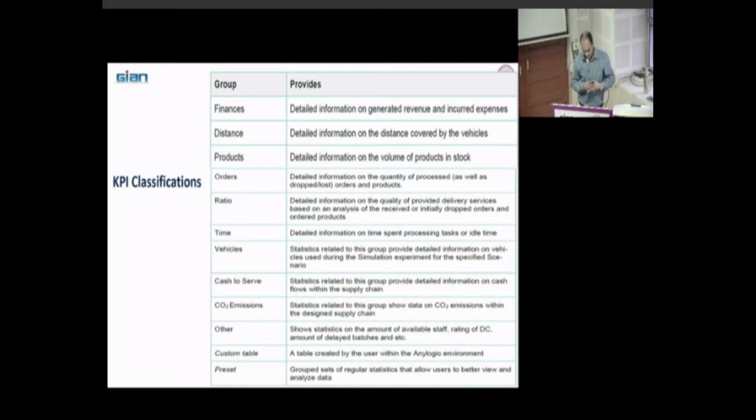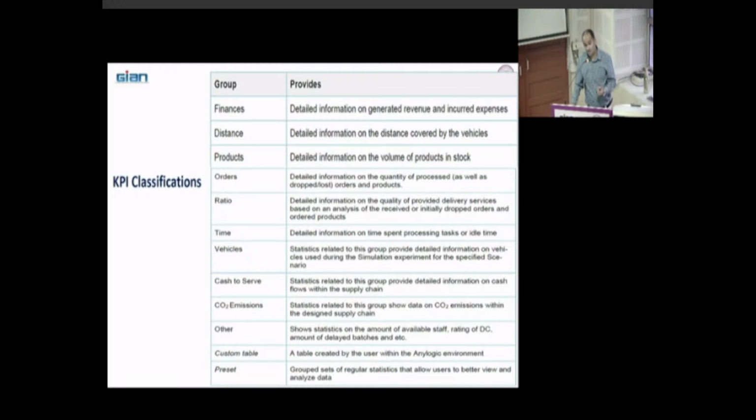Time, again lead time is there, processing time, you can say idle time. Vehicles, again sometimes if your company is retail related or logistics, or if you want to focus on the optimization of the vehicles' capacity, because you want to see whether your trucks are running empty or whether they are following a less than truckload policy or full truckload policy, then you can analyze these vehicle KPIs. Cash to serve, again financial flow.